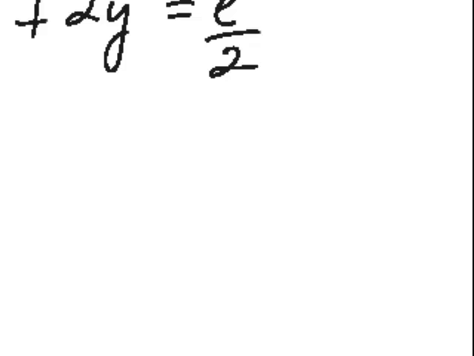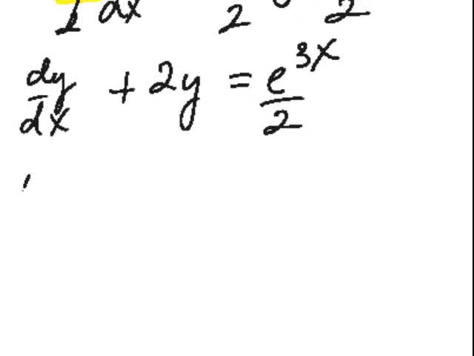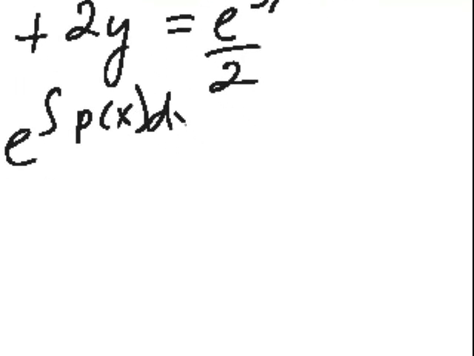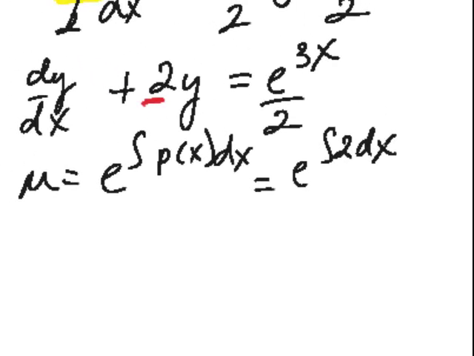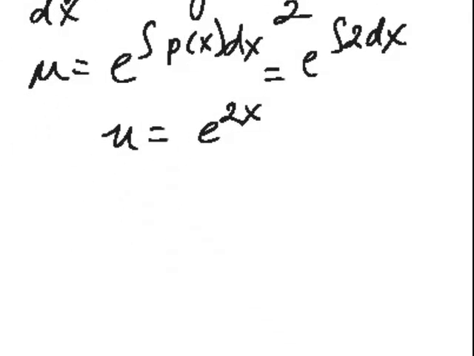now I'm ready to find my integrating factor. If you remember, the integrating factor mu is equal to e raised to the integral of p of x dx. And p of x is going to be the coefficient of whatever y is. So in this case, it's going to be e to the integral of 2 dx. The integral of any constant is that constant times the variable to the first power. So our integrating factor mu then becomes e to the 2x. Don't need a plus c because we're not actually integrating the problem.